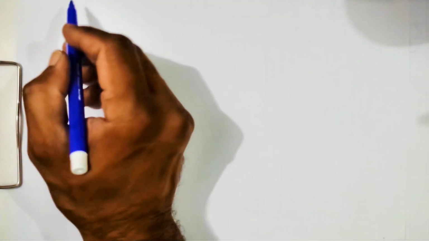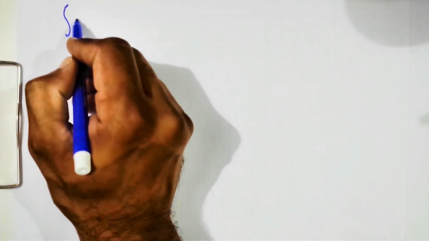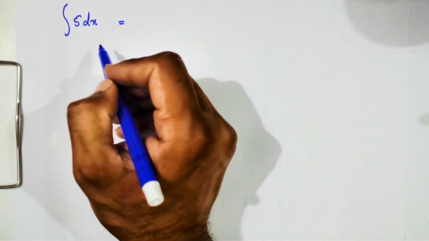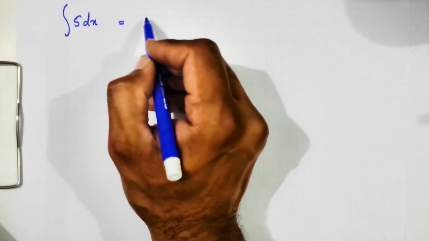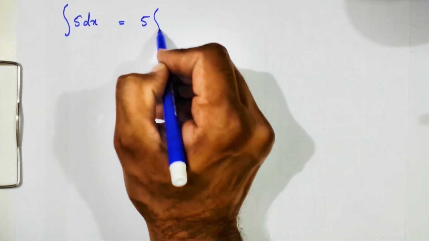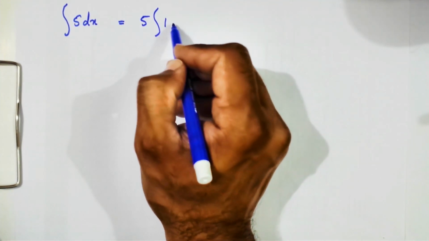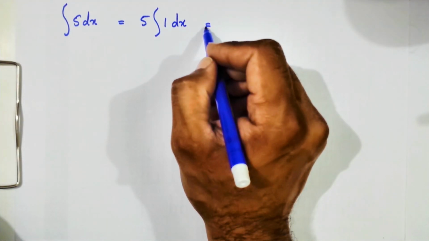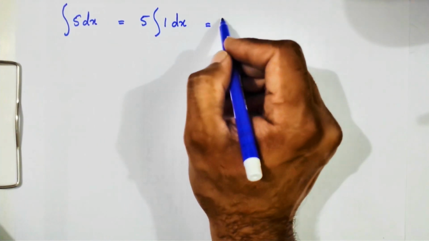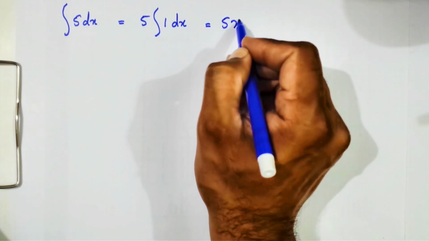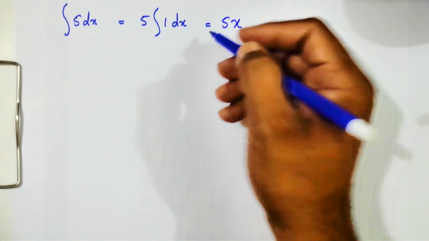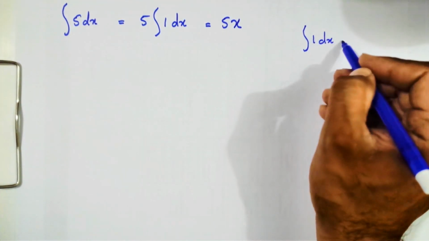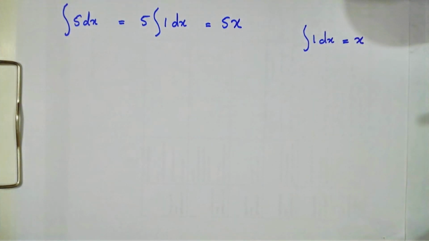Suppose I am going to find the integration of 5. According to the rule of integration, 5 is a constant value, so we can take it out from the integral sign. The remaining value is 1, and according to the rule of integration, the integration of 1 will be x. So the first rule: the integration of 1 is x.